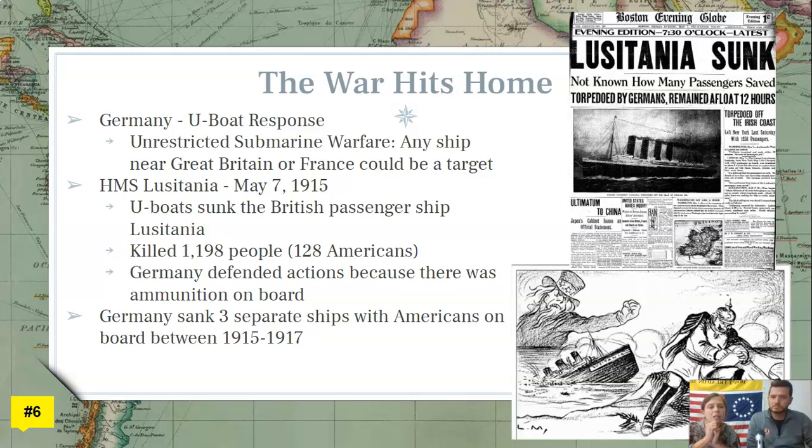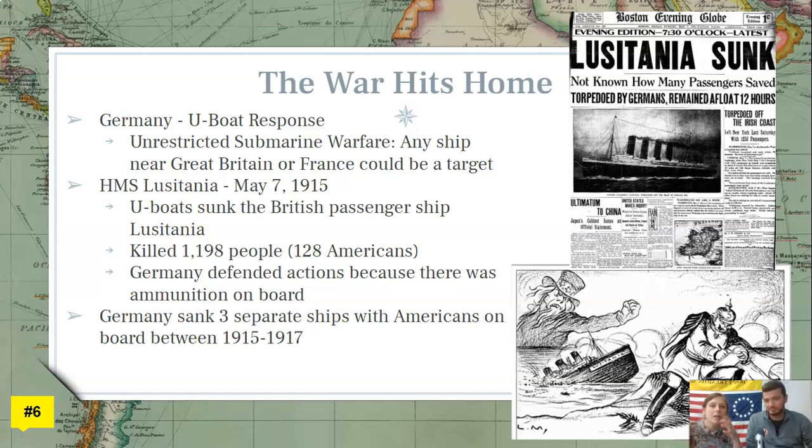The Lusitania is a British passenger ship, similar to the Titanic. It was the sister ship of the Titanic. See? And it also sinks. German U-boats attack the Lusitania and sink it.